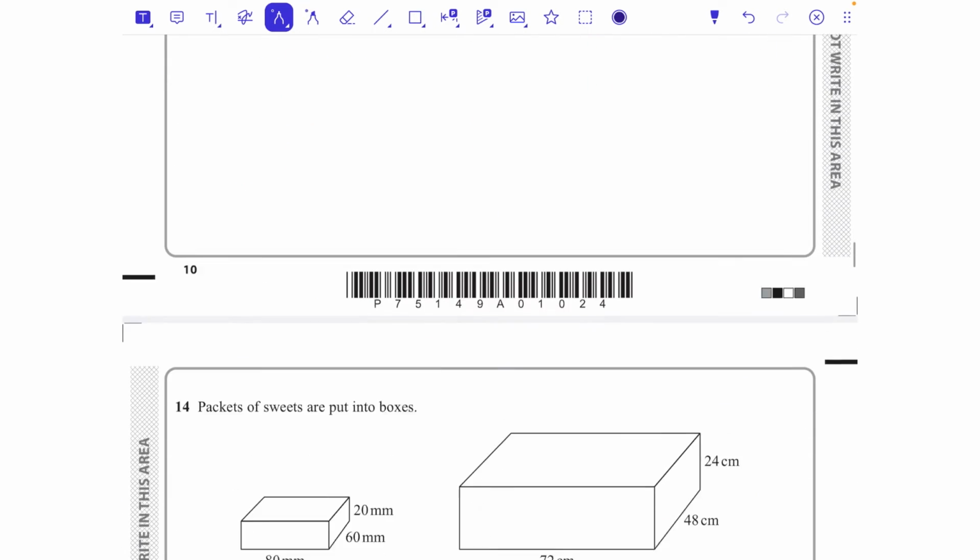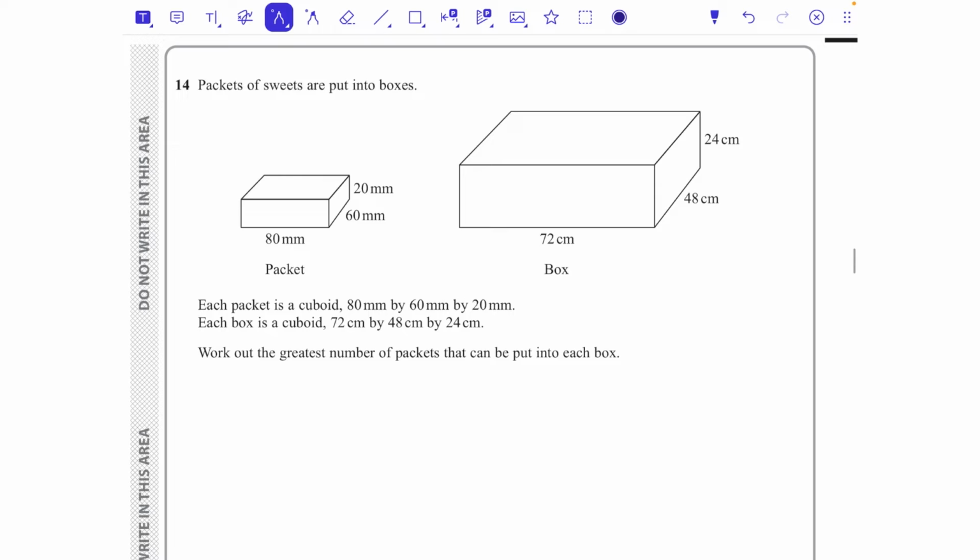Question number 14. Packets of sweets are put into boxes. Each packet is a cuboid, 80mm by 60mm by 20mm. Each box is a cuboid, 72 by 48 by 24 centimetres. Work out the greatest number of packets that can be put into each box. Now what's annoying here is that this one is in millimetres and this one is in centimetres. So I'm actually going to change this into centimetres.